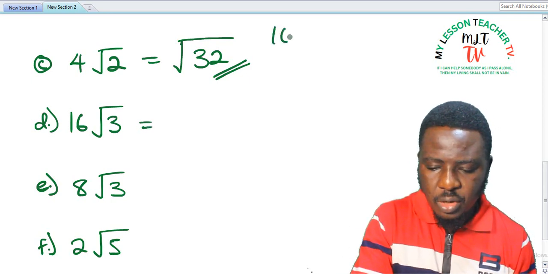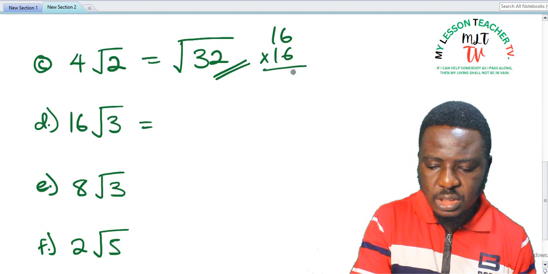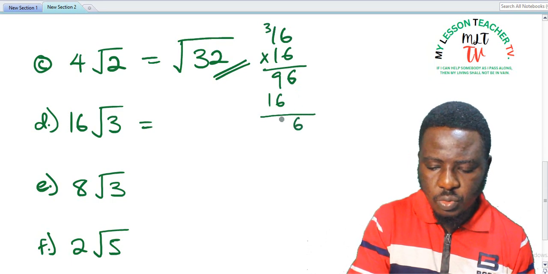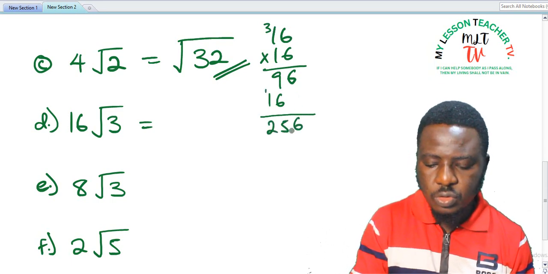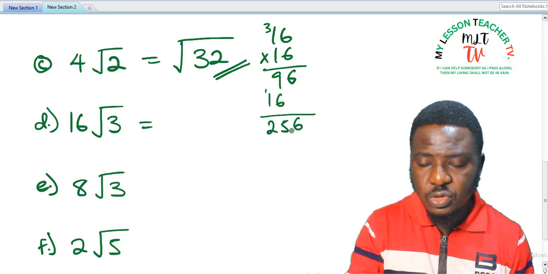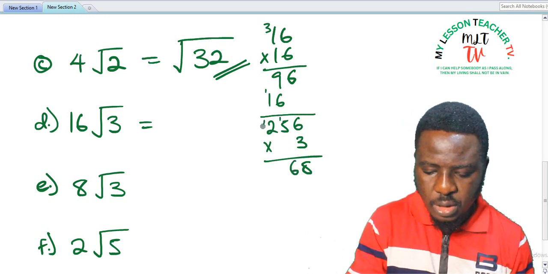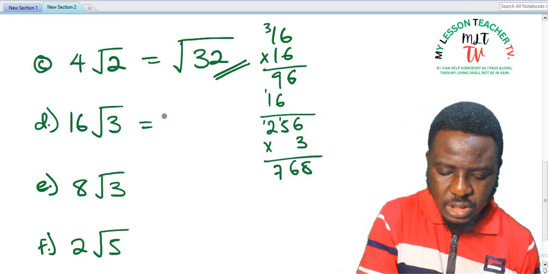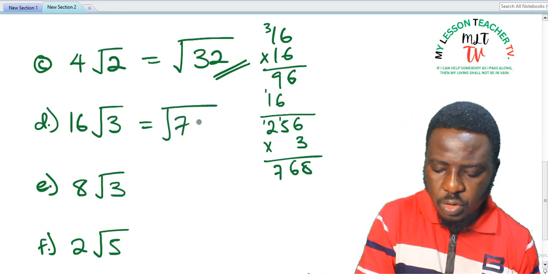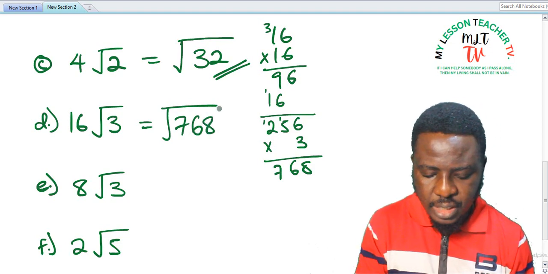Square 16. If we have to multiply 16 by itself, 6 times 6 is 36. You write down 6, carry 3. 6 times 1 is 6, plus 3 is 9. 1 times 6 is 6. 1 times 1 is 1. So this gives you 256. So 16 squared is 256. 256 times 3. This is 3 times 6 is 18, carry 1. This is 15 plus 1, 16, carry 1. This is 6 plus 1, 7. So this is equivalent to root 768.